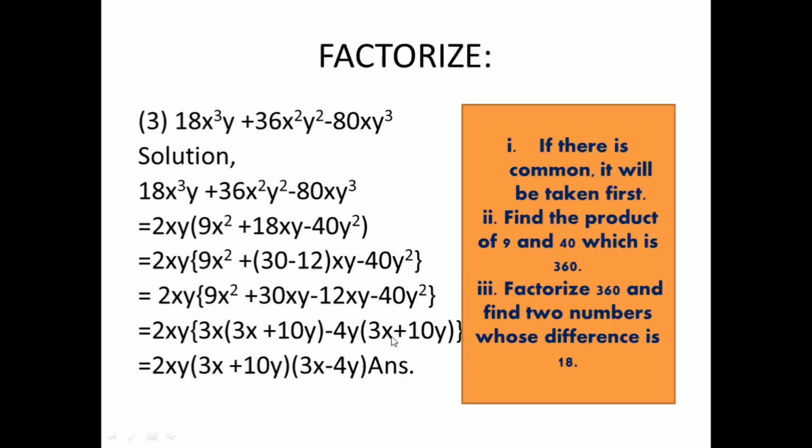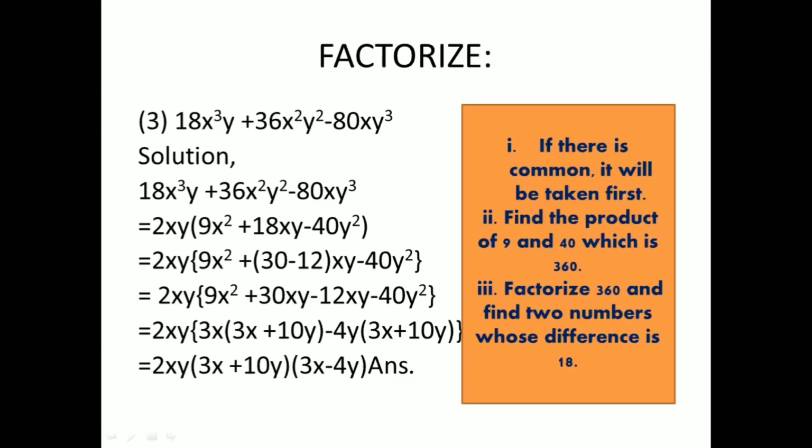3x plus 10y is common, and what is left here? 3x, and here minus 4y is left. So 3x minus 4y is remaining. Like this, we factorized and found the three factors. One factor is 2xy, another factor is 3x plus 10y, and another factor is 3x minus 4y. Like this, we factorize and find these factors.